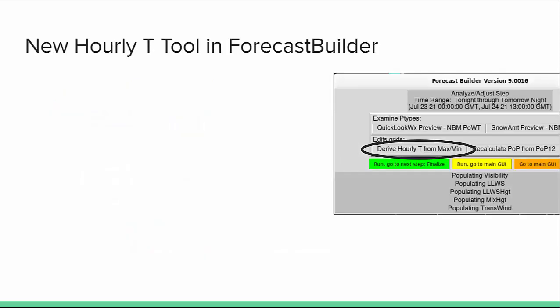So within ForecastBuilder, we've been running the NWS diurnal tool as an option for regenerating hourly temperatures from a max-T and min-T. Unfortunately, that tool has had some issues, particularly in some cases where there's small diurnal changes or non-diurnal situations. So again, in this release, we have added a new tool which is called Derive Hourly T from Max and Min. Note the word diurnal is completely removed here.